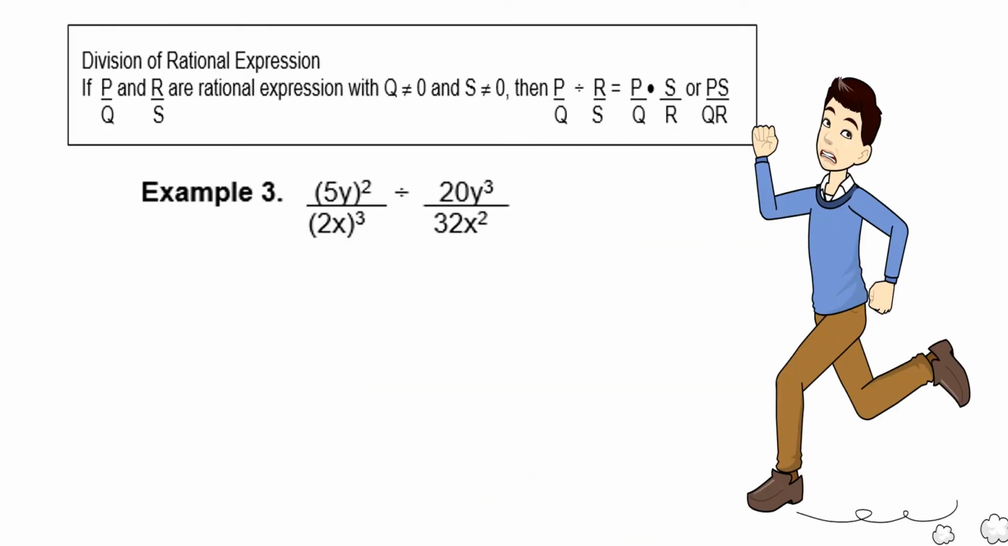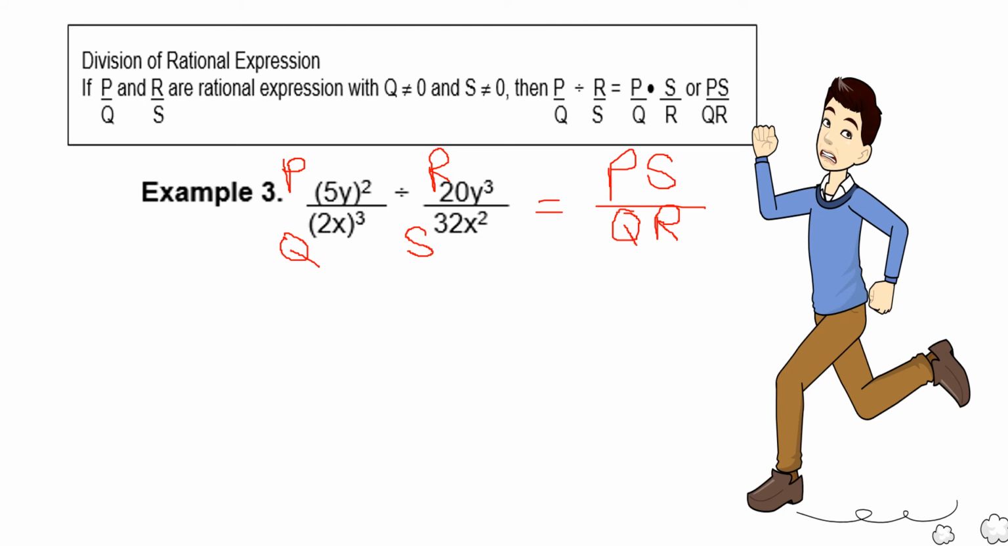Example number 3. Given 5y squared over 2x, quantity 2x raised to the third power or cube, divided by 20y cubed over 32x squared. Again, para hindi tayo mawala, ulit natin ang P, R, Q, S. Diretso na natin sa ating shortcut. Diretso na tayo dito sa PS over QR.